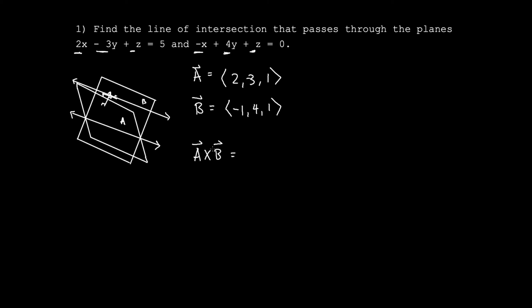And taking the cross product between these two vectors will give us a third vector that is perpendicular to both vector A and vector B. So I'm going to create my 3 by 3 matrix and take the determinant of it. The first row will be our basis vectors i, j, k. The second row will be the components of vector A, so 2, negative 3, 1. And the third row will be the components of vector B, so negative 1, 4, 1.